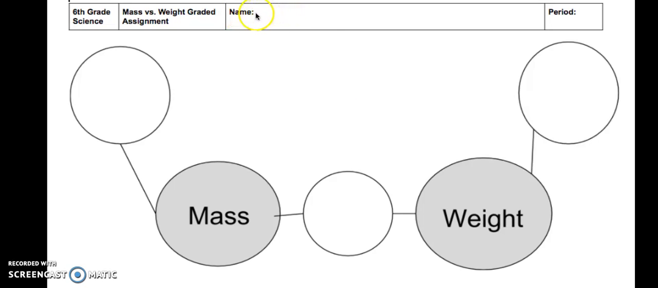First, please put your name at the top of your paper, first and last name. Do not forget your last name. We need that to grade your paper. Also, please put what period you have science right here.